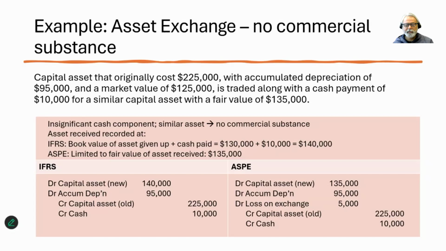If there is commercial substance, no problem, record the gain or loss. The outcome is the same for IFRS and ASPE. So only when there is no commercial substance do you have that difference. IFRS says don't record any gain or loss. ASPE says you can defer the gain, but you must record any losses. So if the asset received has a fair value lower than the carrying amount of the asset given up, under ASPE, you will record a loss on exchange.